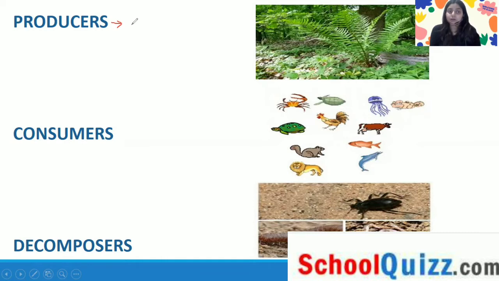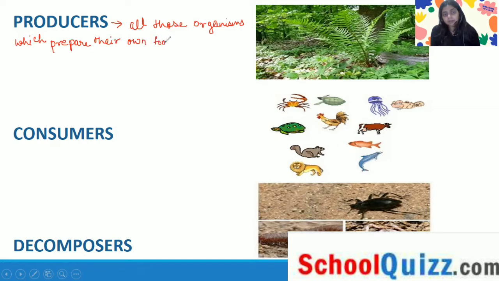So all those organisms which prepare their own food, and do not depend on others, are called producers. Okay, so these are the producers.